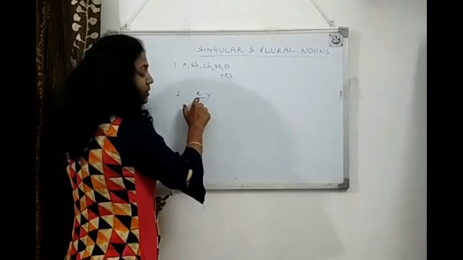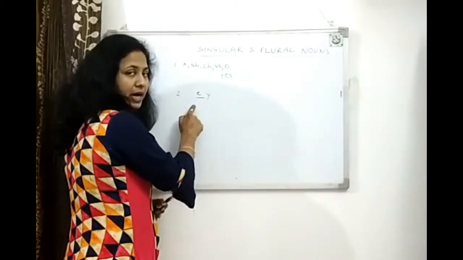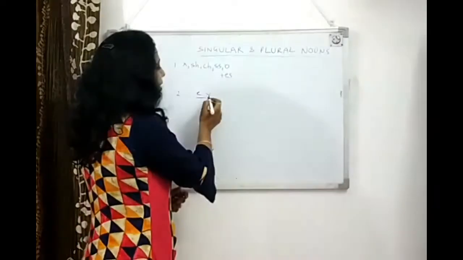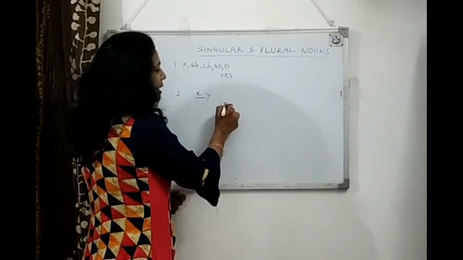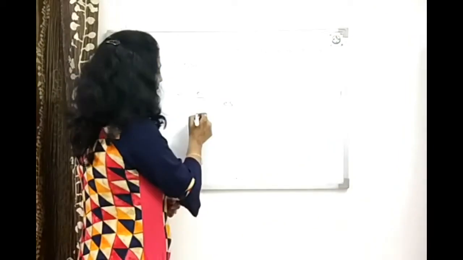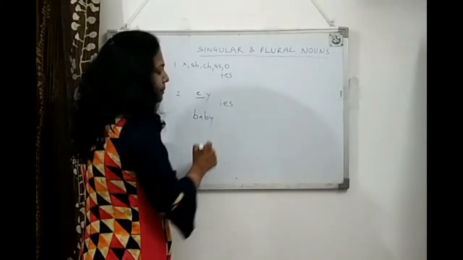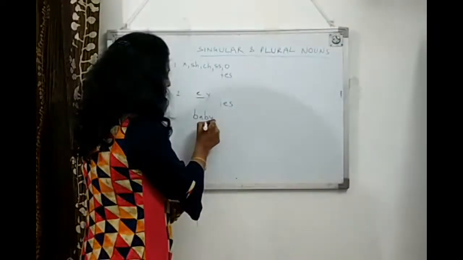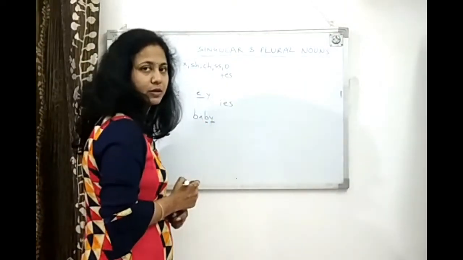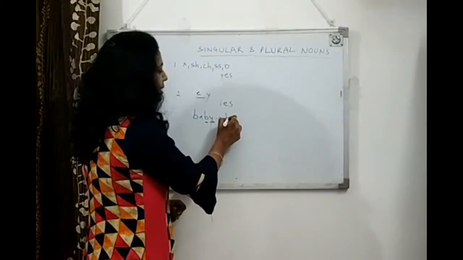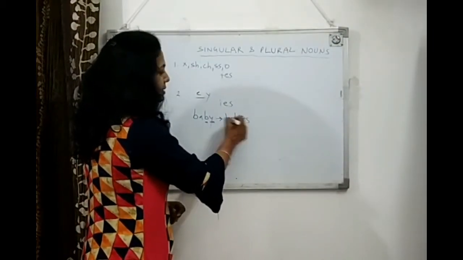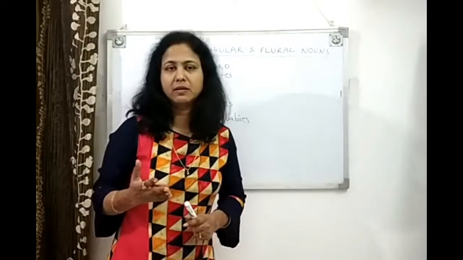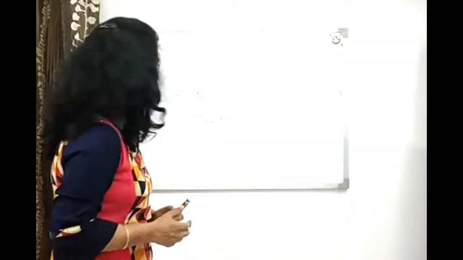So if there is a consonant just before y in any word, plural of that word is made by replacing that y with ies. Take example of B-A-B-Y, baby. Here last letter is y and the letter before it is b, which is a consonant. So the plural of baby is B-A-B-I-E-S, babies. Similarly, copies, right, is another example of the same category.